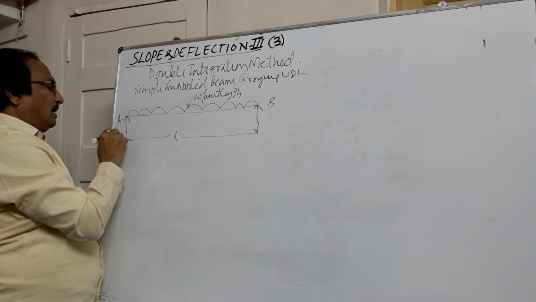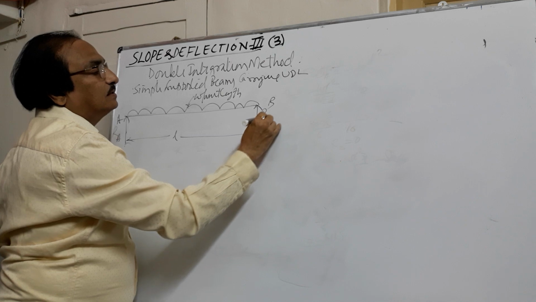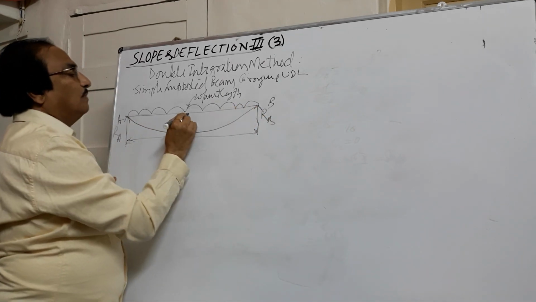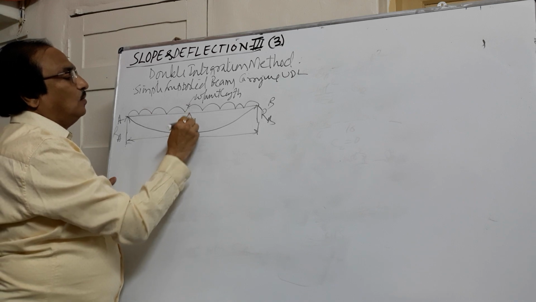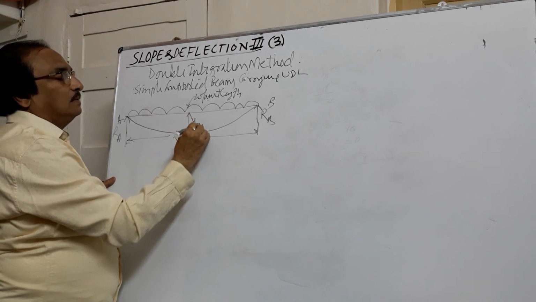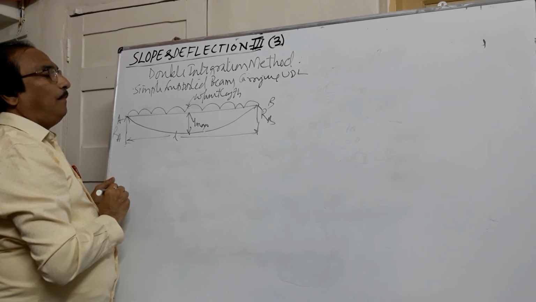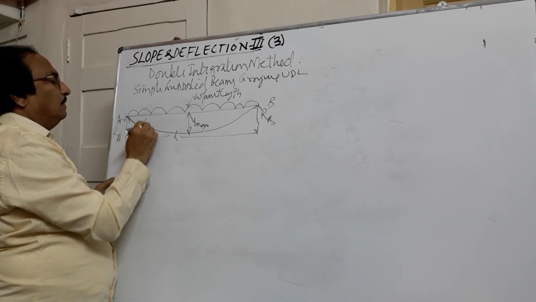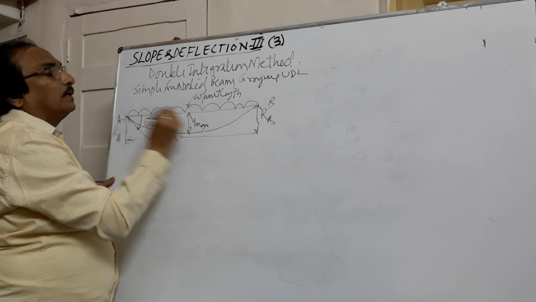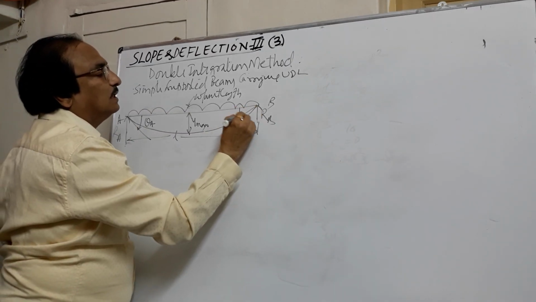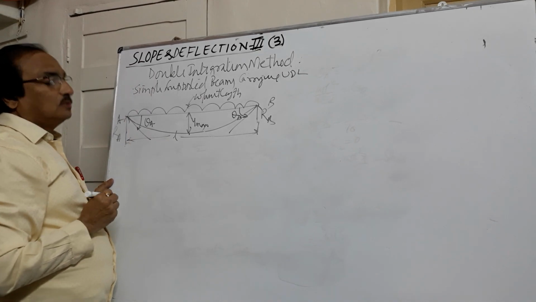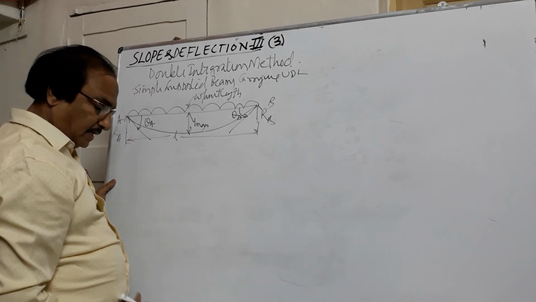Here RA and RB are the reactions. So this is going to bend like this with maximum deflection at the center, Y max. Here the rotation will be theta A, here the rotation will be theta B. So these are the rotations you get at A and B.